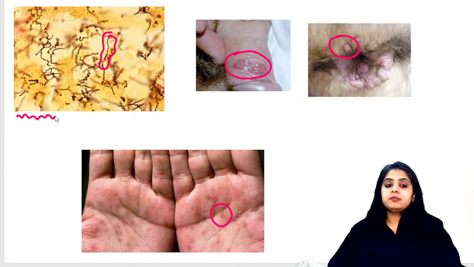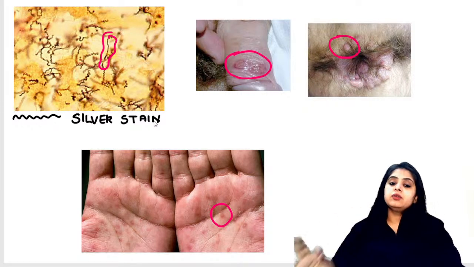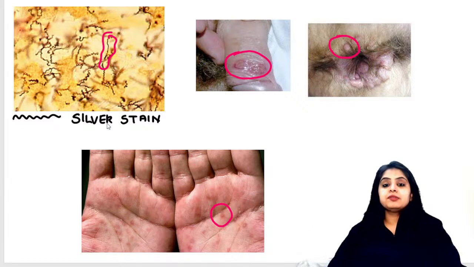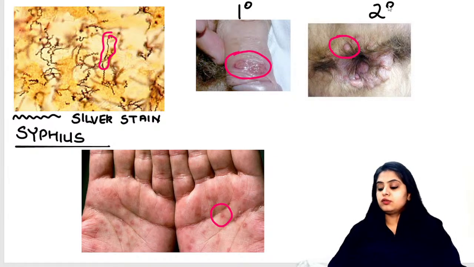Anything that is spiral, and not just spiral, it is a blackish color spiral. Blackish color spiral means some silver stain has been used. Black color means silver stain. Everyone remembers that basic rule. Be it path or micro, a blackish color organism means silver stain. This is a classical case of syphilis that I'm seeing. So I've got two cases. Actually, I've got primary syphilis over here and I've got secondary syphilis also over here.